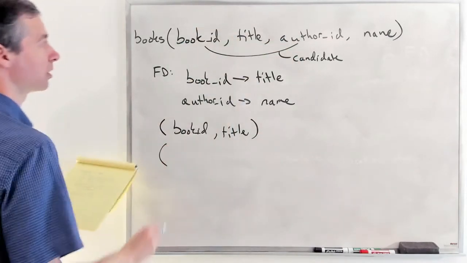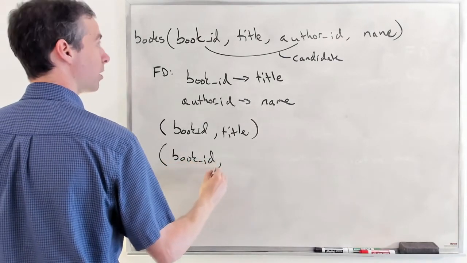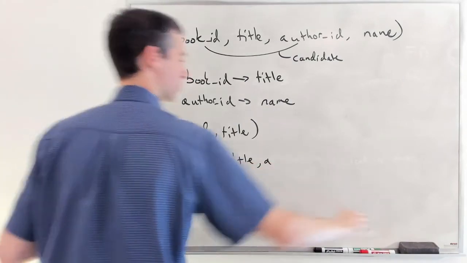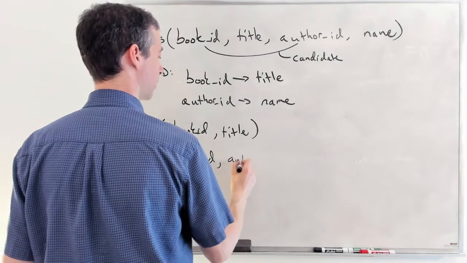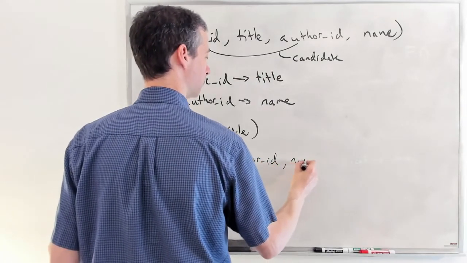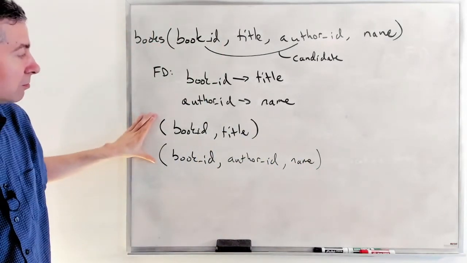And then we're going to take this one and break it into a relation where we keep book ID and everything else. Oh, not title, sorry. Get rid of title, that's the A. Then we have author ID and name. So now we've gone from this to these two relations.